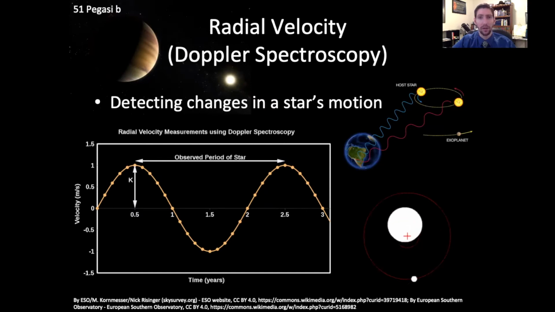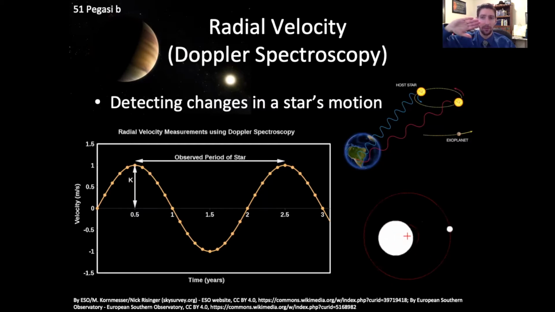Notice if we were observing a star and planet from above, like this depiction, we would not actually detect any radial velocity because the star would be moving to the left, right, up, and down, but not towards us or away from us. So we would not be able to discover that planet through the radial velocity method.